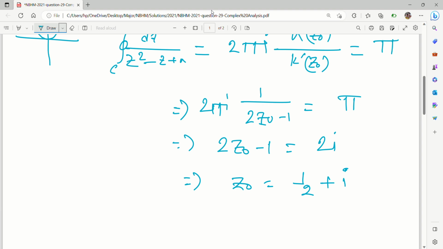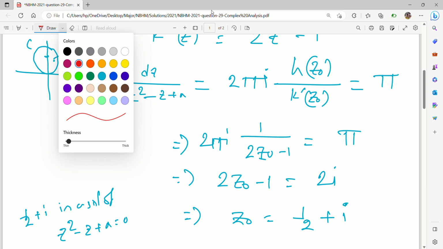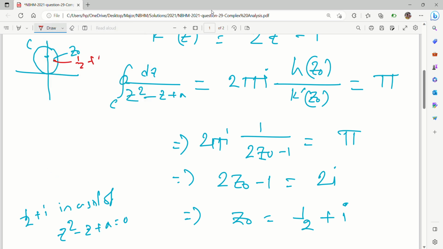So 1 upon 2 plus i is a solution of z square minus z plus a equals 0, and we know that the complex roots come in conjugate pairs. So we can easily see that half plus i lies inside this circle, and the complex conjugate half minus i is outside of this region, right?